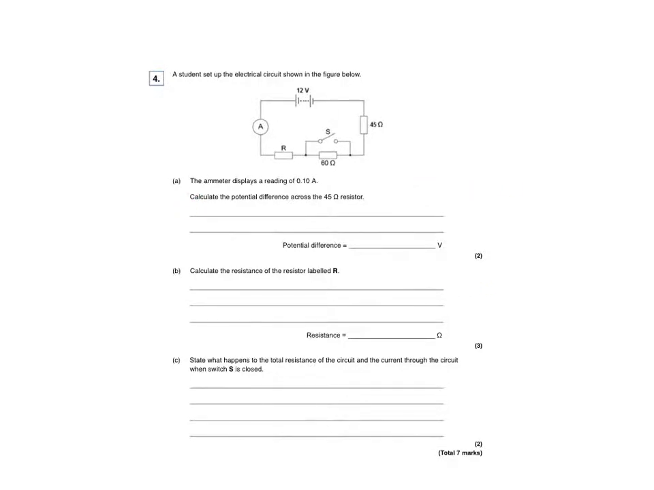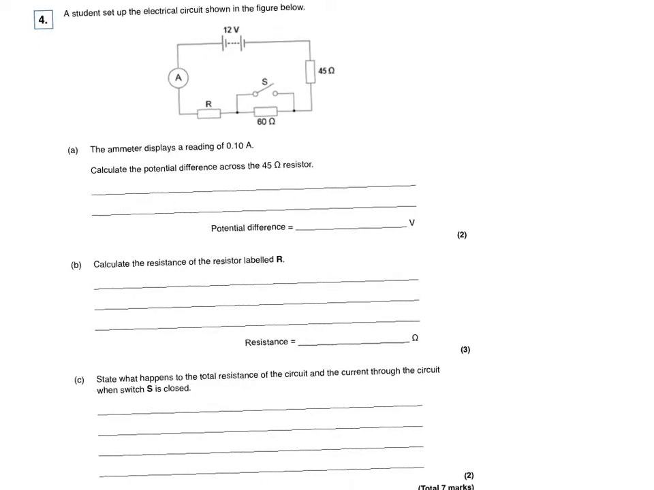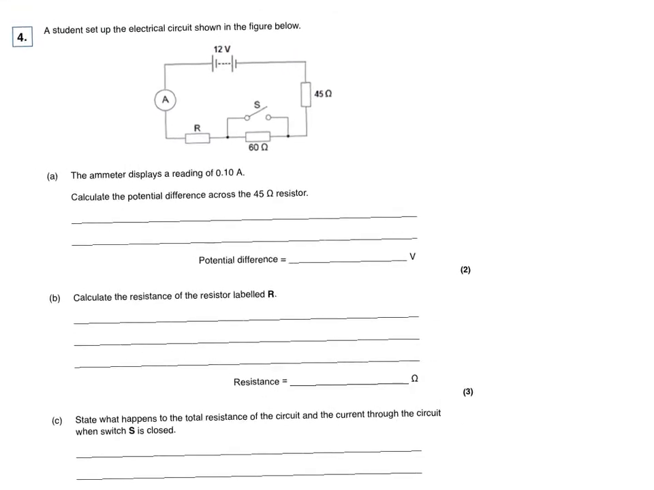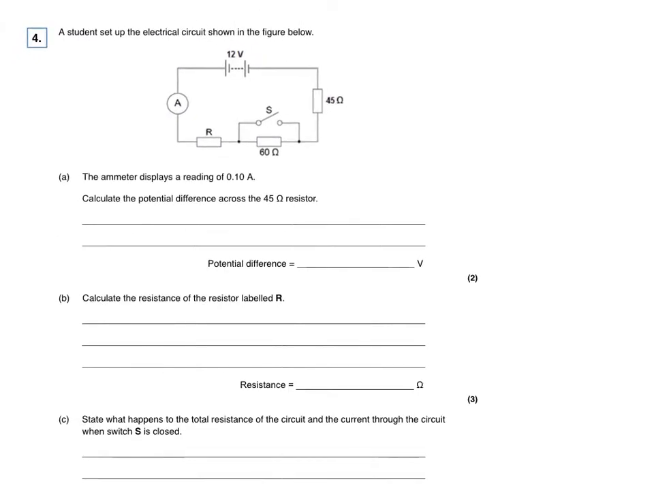The ammeter displays 0.1 amps. Calculate the potential difference across the 45 ohm resistor. Well, this was using Ohm's law, V equals I times R. The current flowing through is 0.1 from the ammeter reading. That's what ammeters measure. The resistance is 45, so 0.1 times 45 gives us 4.5 volts.